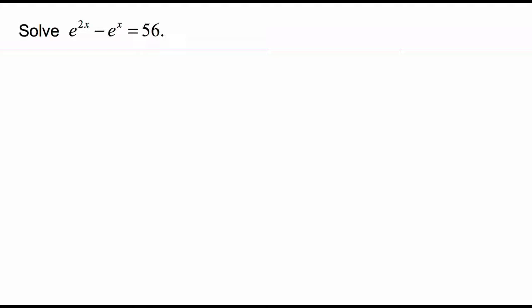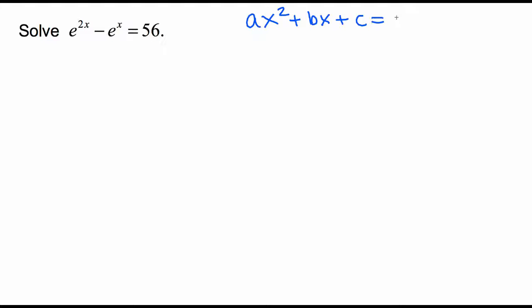Let's solve e to the 2x minus e to the x equals 56. Notice we have an equation that's in quadratic form, which is ax squared plus bx plus c equals 0. To see the quadratic form more clearly, please recall that e to the 2x is the same as e to the x, squared. If you raise an exponent to an exponent, this means you're multiplying exponents. We're seeing the rule in reverse.